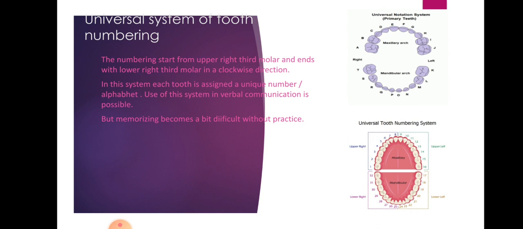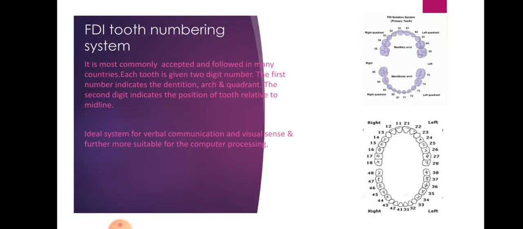And there are two types. In primary teeth we name it as alphabets, and in the permanent dentition we say it as numbers. So in permanent dentition it starts from 1 to 32. The number is not repeated, each tooth is given a specific number, and use of this system in verbal communication is possible, but memorizing becomes a bit difficult without practice. And another point which I forgot to say is that each system has its own advantages and disadvantages. Nothing is inferior or superior, it's all according to the use.